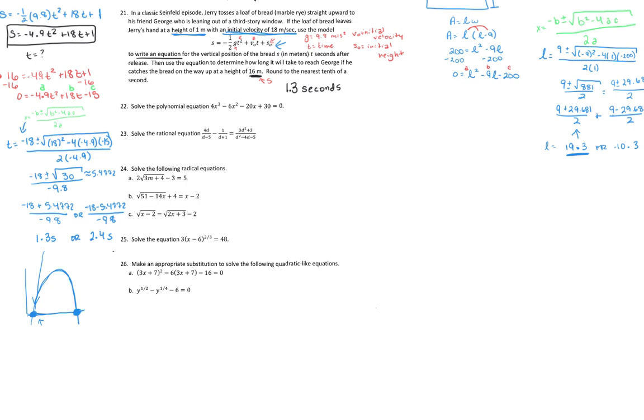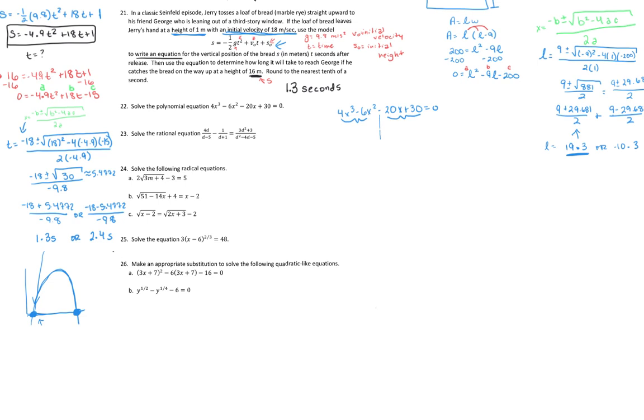All right, now number 22 says solve the polynomial equation 4x cubed minus 6x squared minus 20x plus 30 equals 0. So there are some ways to solve polynomial equations. For this one, since we start with 4x cubed minus 6x squared minus 20x plus 30 equals 0, we can actually split this equation down the middle and treat these two as a group and these two as a group.